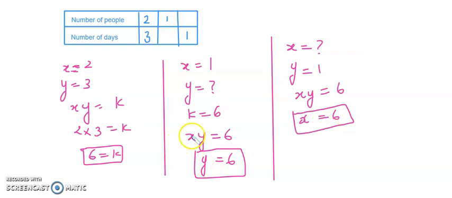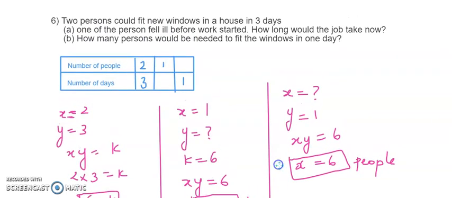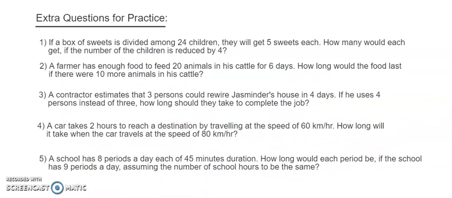And if one person is absent and only a single person has to do it, then we'll be doing it in 6 days. Okay, so here the y will be 6 days, and here 6 people together will finish that work in one single day. Hope this is clear. Okay, now I've taken some extra questions for practice. Clearly these are all indirect. I've taken all the indirect variation.